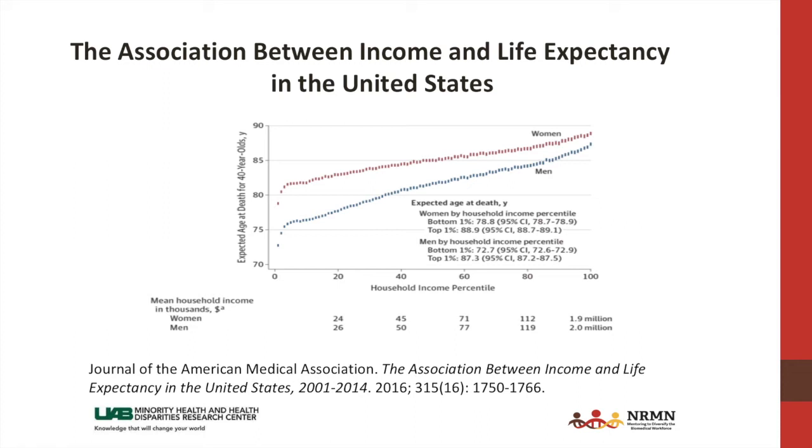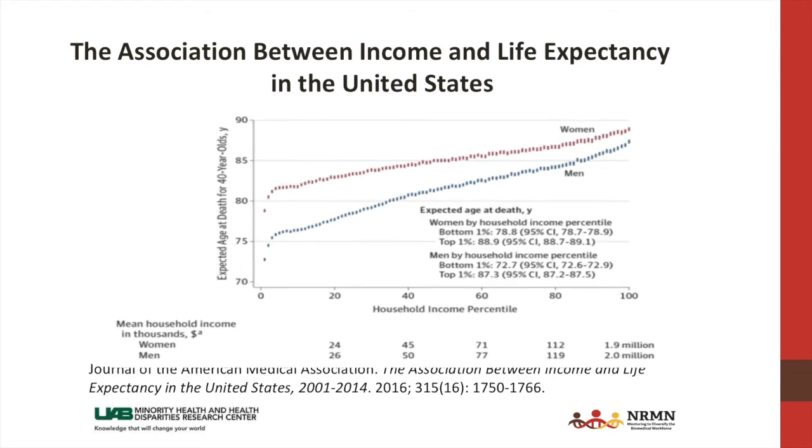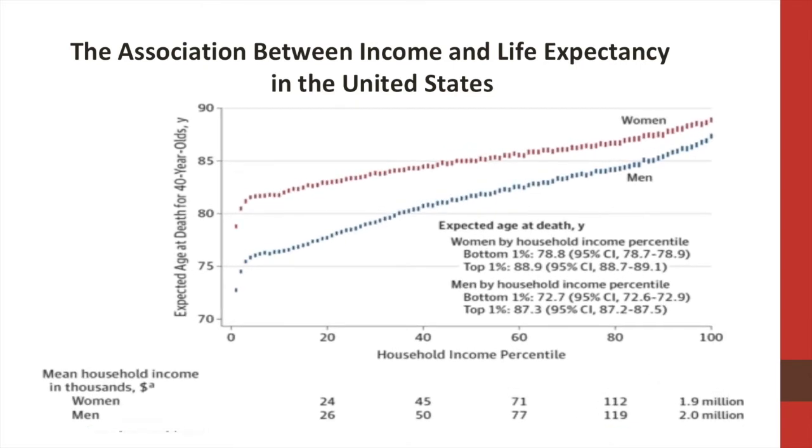This is a graph from an article that was published this year in JAMA, and they found that there is a life expectancy difference between low-income women and high-income women, and the same for men. There is a 10 years difference in life expectancy between low-income women and high-income women, and about 14 years difference in life expectancy between low-income men and higher-income men.